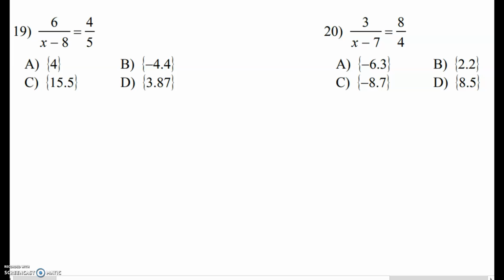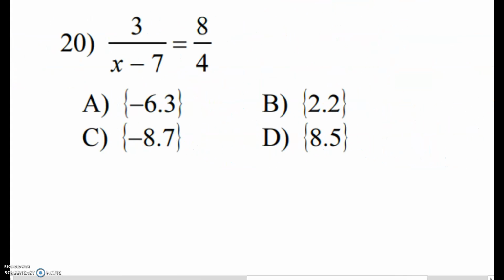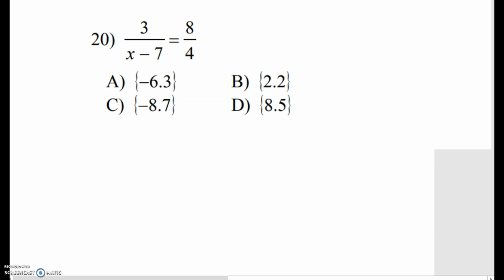Now, these two problems are a little bit more difficult in the fact that the denominators are binomials. Binomials means that it's two numbers combined together. So like if you look at 19, you have an x minus 8. If you look at number 20, you have an x minus 7. So let's look at number 20. Okay. We want to just cross multiply that.